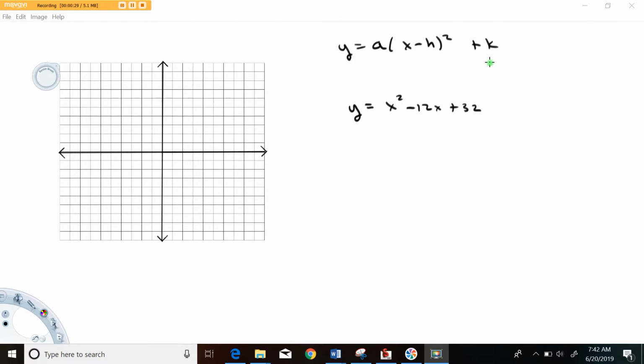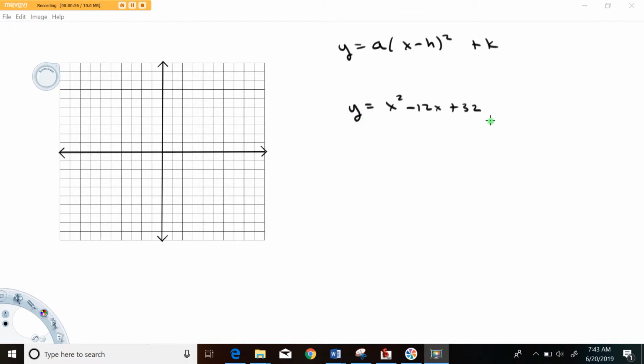Because once we do, we'll have a lot of information. One, we'll know whether it opens up or down by this value. Now this one we can already see opens up. You can tell because of the number in front of the x squared term. We'll be able to get the vertex. The vertex is at the point (h, k). And typically, if you plot the vertex and maybe just a couple more points, that's usually enough to sketch these things. So let's go ahead and get started.